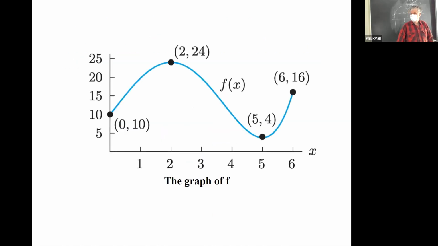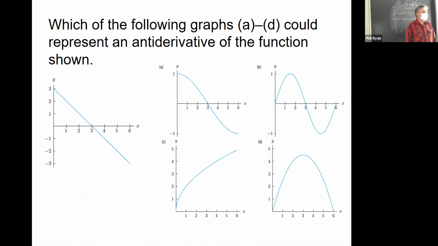So anyway, let's answer some questions. See how we go with that. So here is a function here. Which one of these guys can be the antiderivative of this function? Or put another way, we want this to be an antiderivative of this. We want this to be a derivative of one of those guys over there.